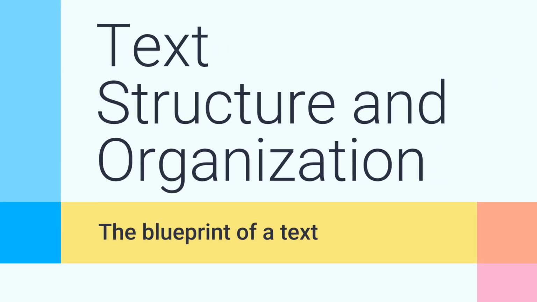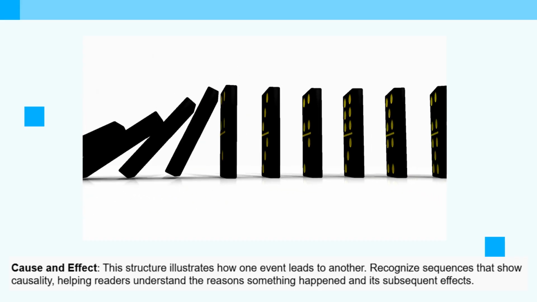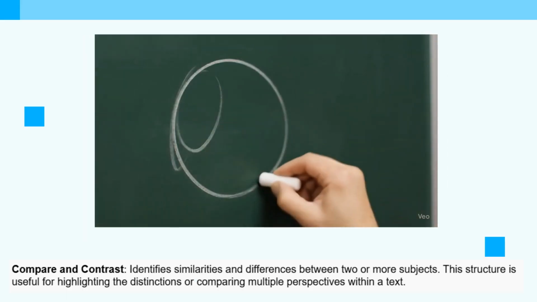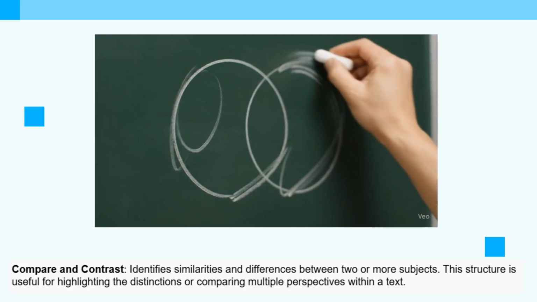First up, let's talk about the blueprint of a text. Every informational text has a structure, a framework that holds all the ideas together. Once you see it, you can't unsee it. Is it cause and effect? Think dominoes. This happened, which caused this to happen. Is it compare and contrast? It's all about what's the same and what's different. Think of a Venn diagram coming to life.